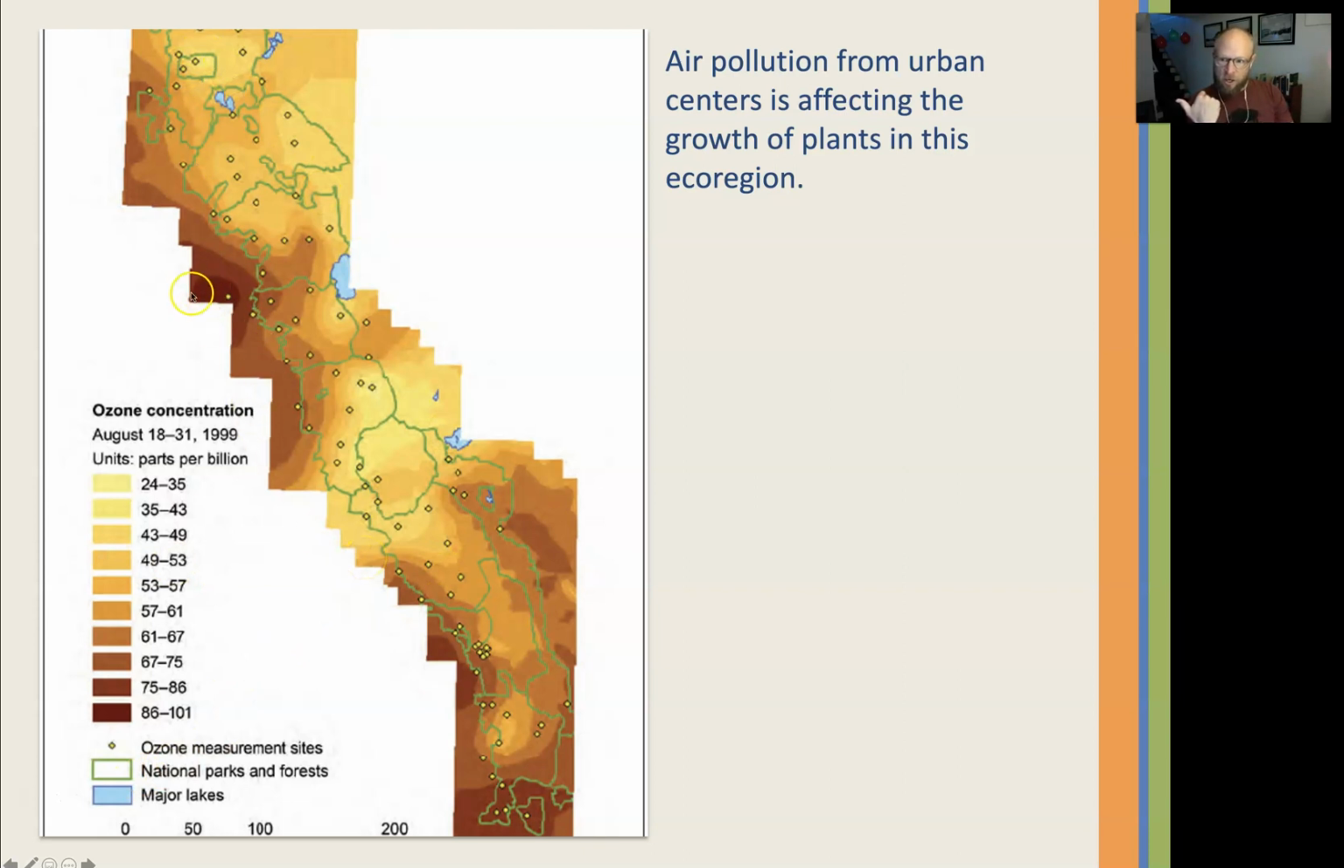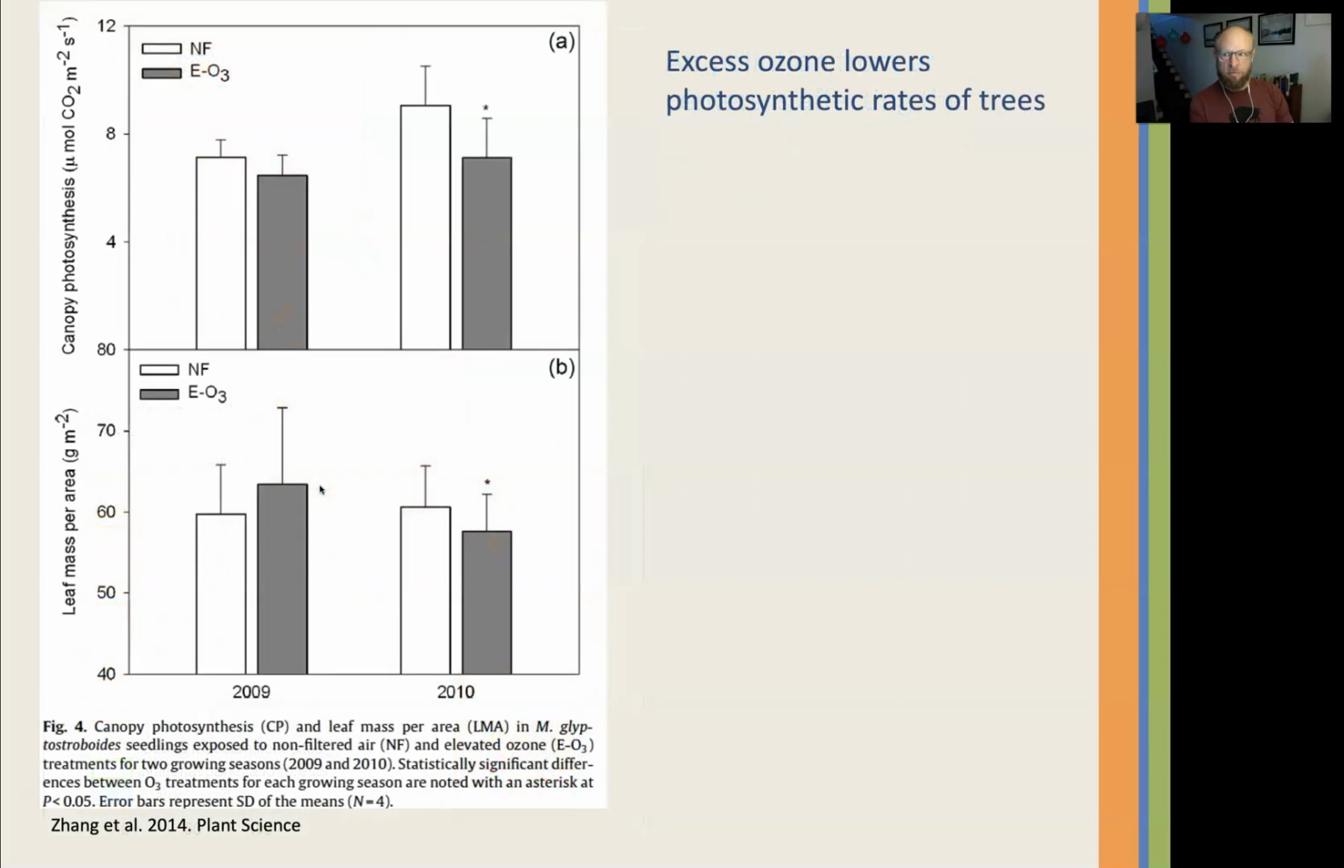You can see these dark areas are high concentrations of ozone, which are coming from urban centers near the Sierra Nevadas. Ozone is very similar to oxygen. Oxygen is 2 oxygen molecules. Ozone is 3 oxygen molecules. So it's similar in that regard. And it has a very direct impact on plant performance.